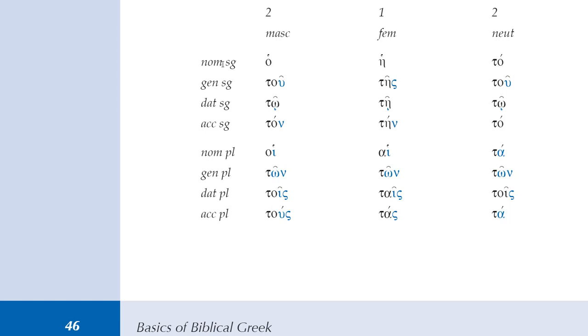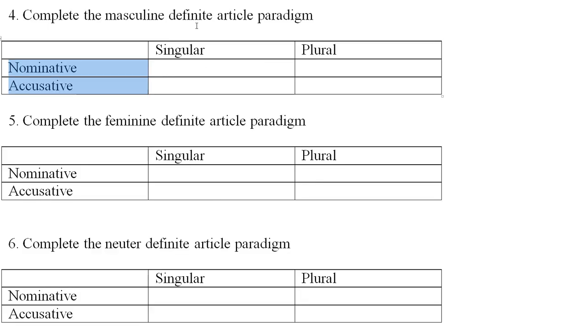So we have the nominative singular is ho. Notice the rough breathing mark, ho. And the accusative singular is ton. The nominative plural is hoi. Again, the rough breathing mark. The accusative plural is tous. So we're going to fill the masculines in here.